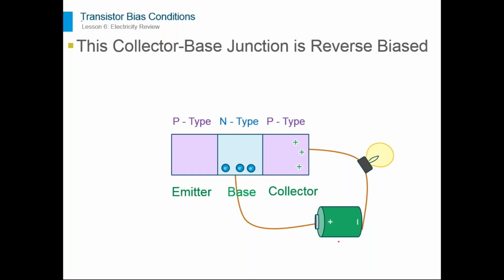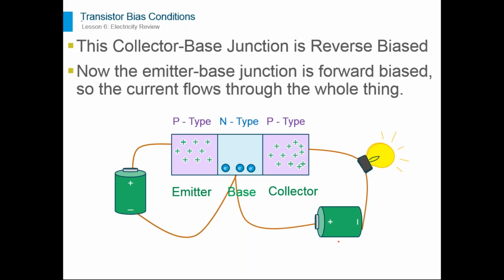But when another voltage source is applied with the positive terminal connected to the emitter, it makes the emitter base junction forward biased. So this side was reverse, but this side is forward biased. And this is actually going to allow a current to flow across the entire transistor.